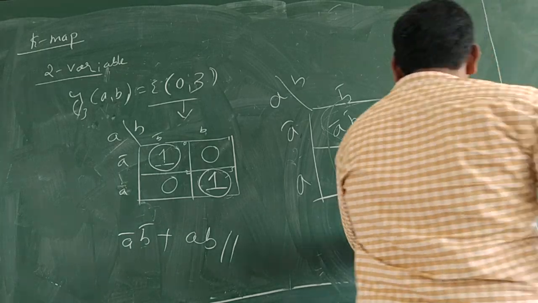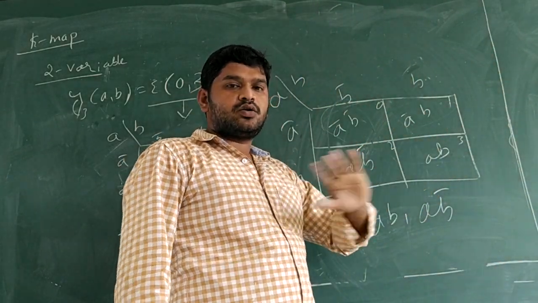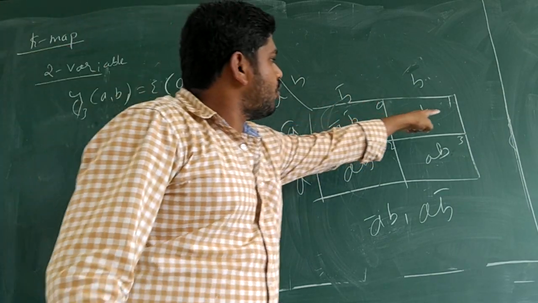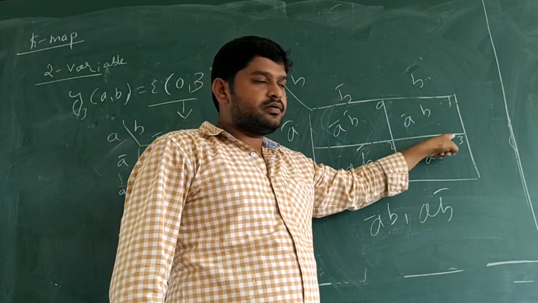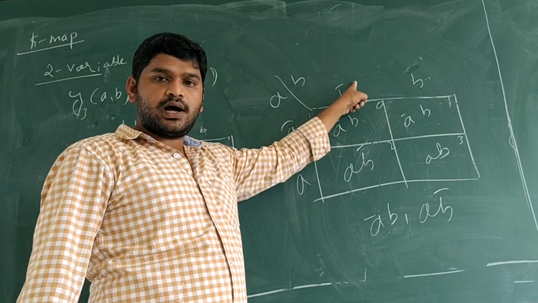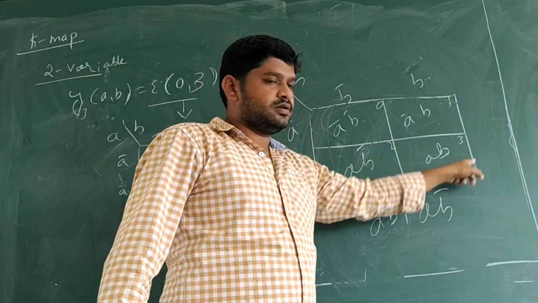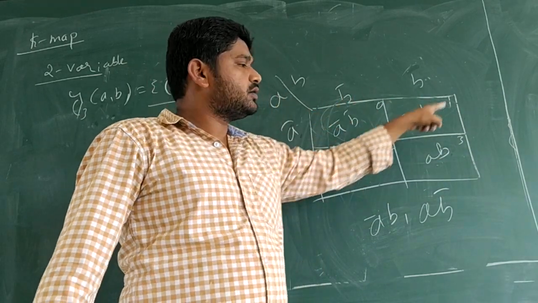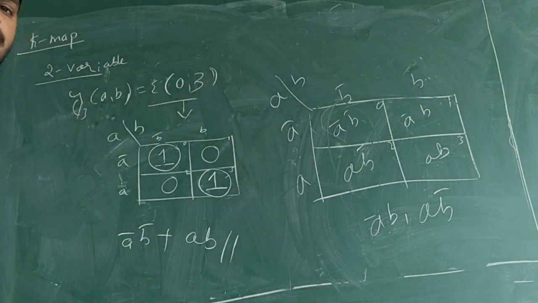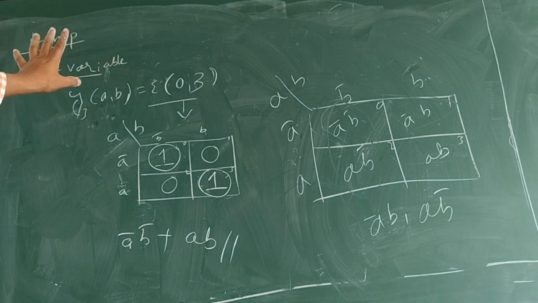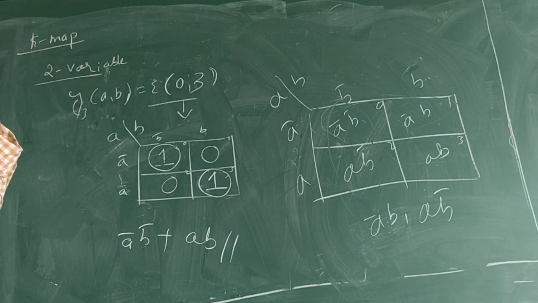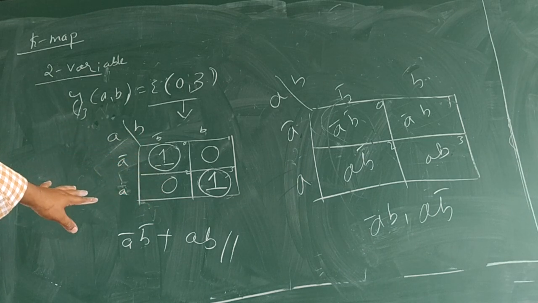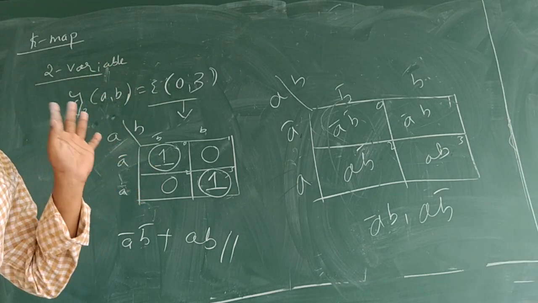So here 0 3 not allowed. 1 2 not allowed. 0 1 allowed. 0 2 allowed. 1 3 allowed. 2 3 allowed. Okay, like this we have to check. This is what it is for 2 variables. Okay, so in 2 variables we will not have more than 4 functions.